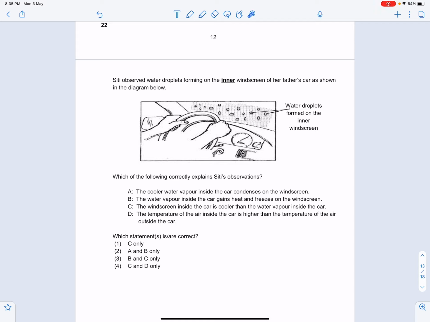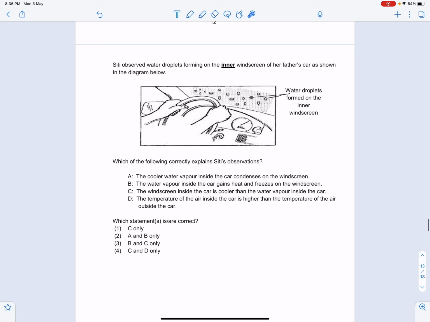the windscreen is a cooler surface. So the air inside the car must have a higher temperature than your windscreen. And so that means the outside environment must be really cold. These are some thoughts that should run through your mind as well as you're doing this question. Alright, come, let's go.